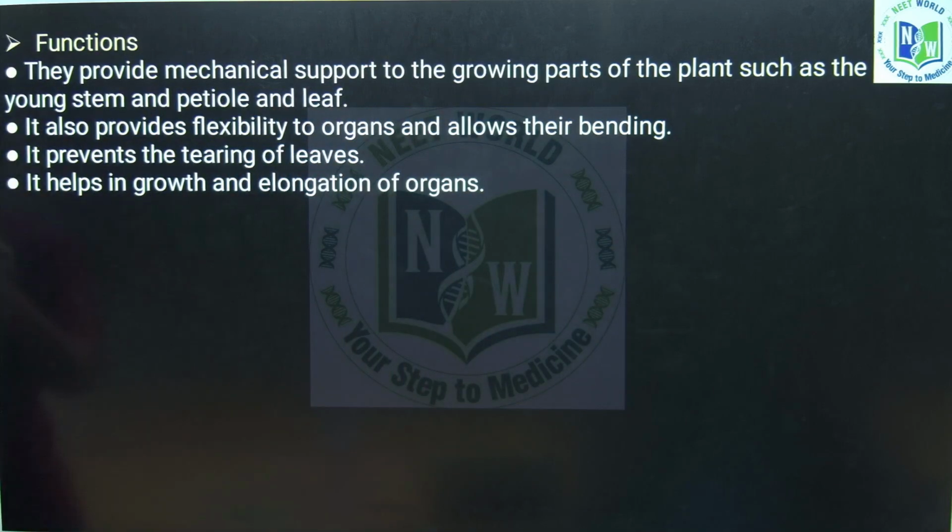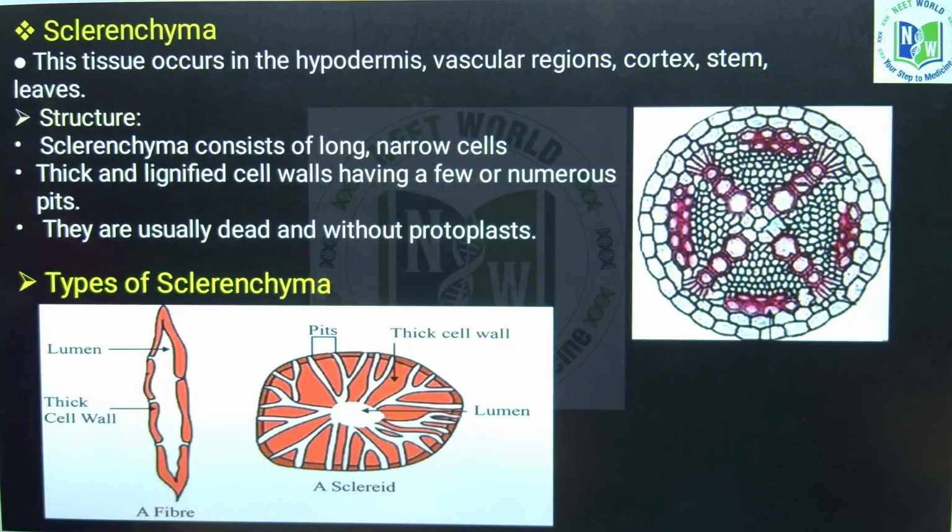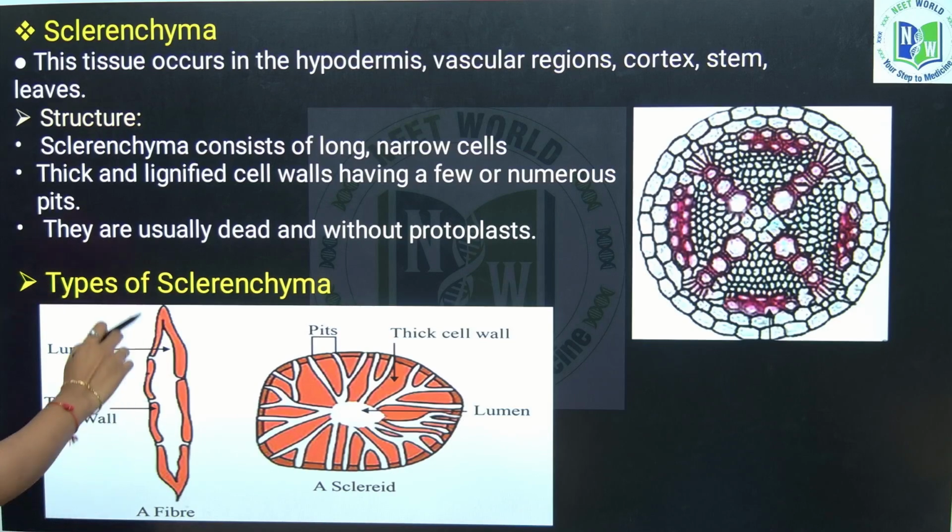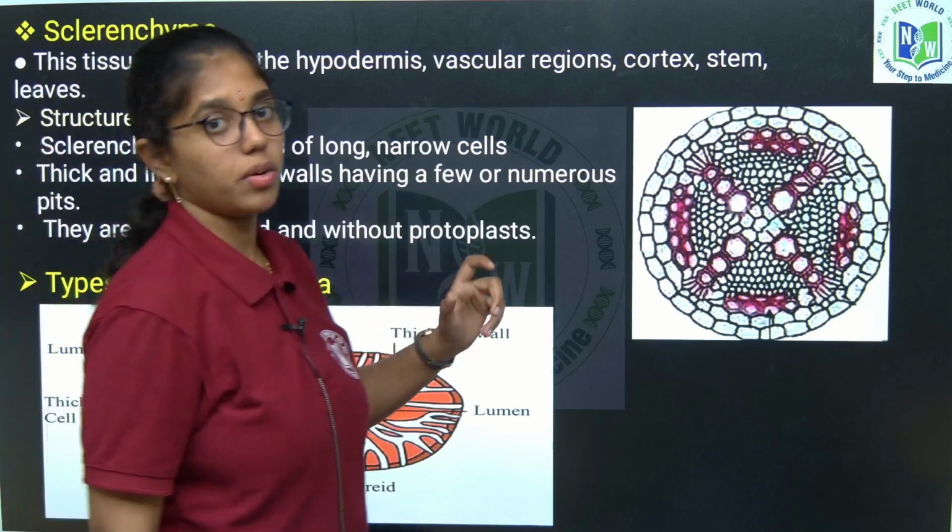Next, sclerenchyma. This is a dead tissue. Sclerenchyma is a dead tissue. It does not have a cytoplasm or conspicuous nucleus.